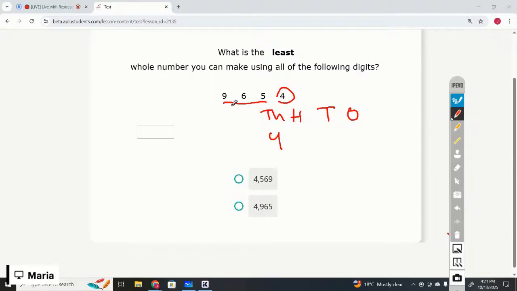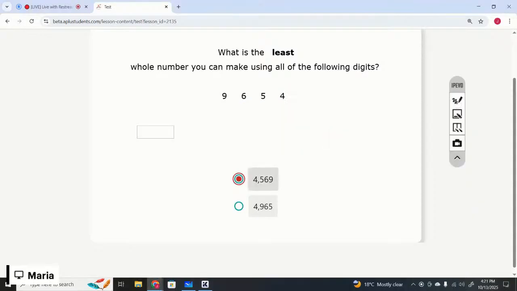Then for the rest of the three numbers, the smaller number is 5. Then we have 6 and then we have 9. So the number we can make is 4569. The correct option is 4569. Option number 1 is the correct option.